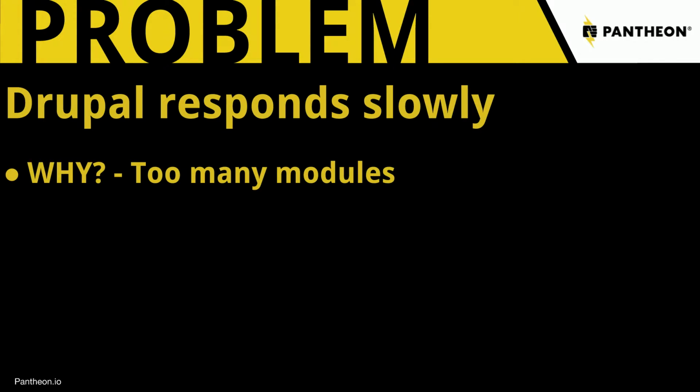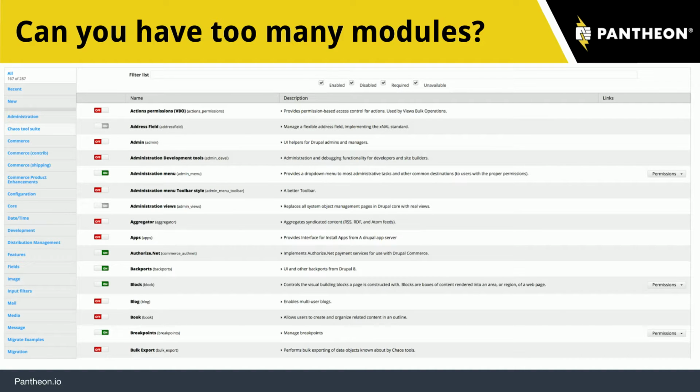Maybe the answer is too many modules. That's a common answer you'll get when you ask the question, why is this site slow? Well, we've got 300 modules. That's simply too many modules. And I guess I agree. 300 modules is a lot. That site probably is going to have a hard time running fast.